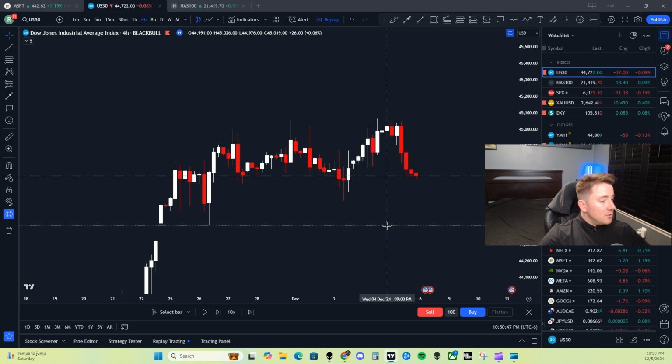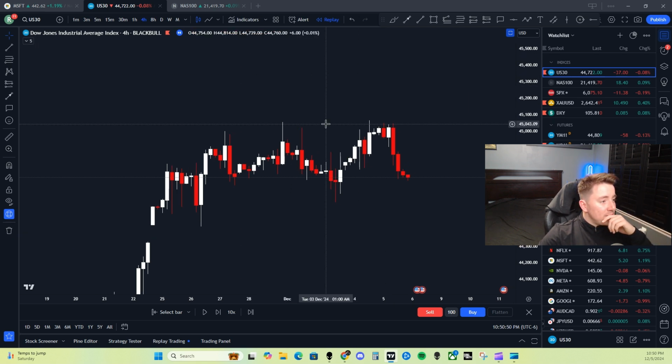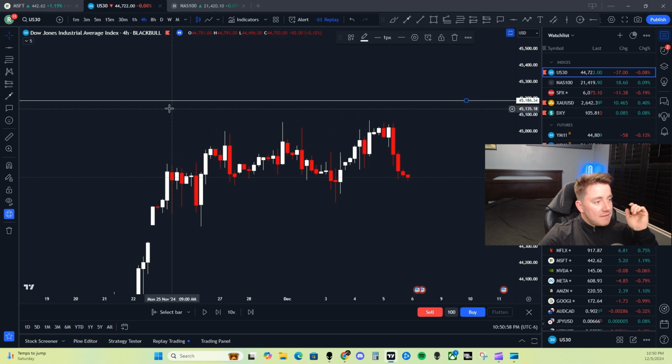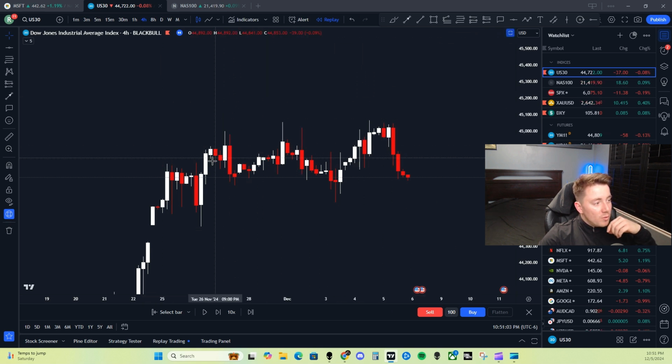So all we have to do, and the easiest way to do it, the best way that I can explain, is you want to have as many touches as possible. When you're taking your trend line, you want to have this line touched as many times as possible with the wicks.